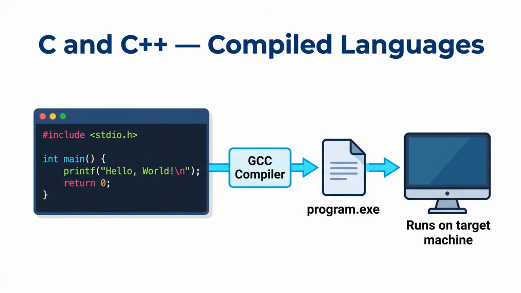C and C++ are classic compiled languages. When you write a program in C, you use a compiler like GCC. You type your code, hit compile, and GCC processes your entire file and spits out a .exe or a binary file. Once you have that compiled executable, you can send it to any other machine with the same architecture, and it will just run. No source code needed, no compiler needed on that machine. This is why most operating system kernels and performance-critical software are written in C or C++.